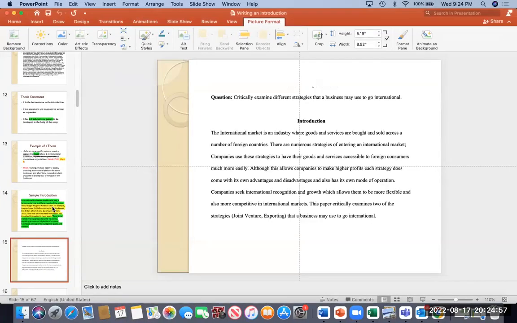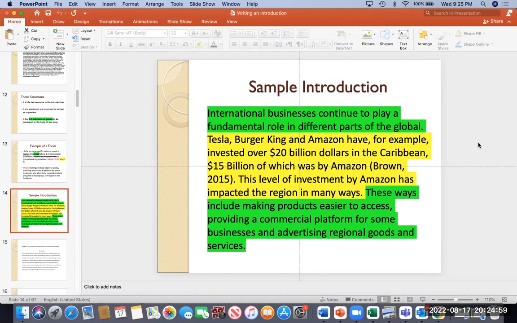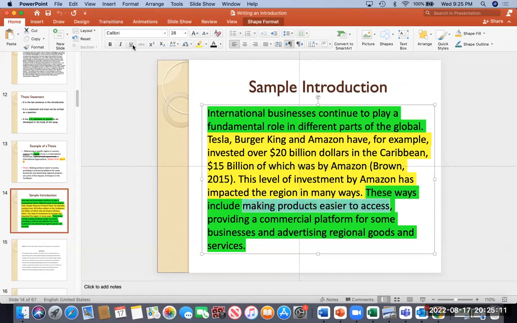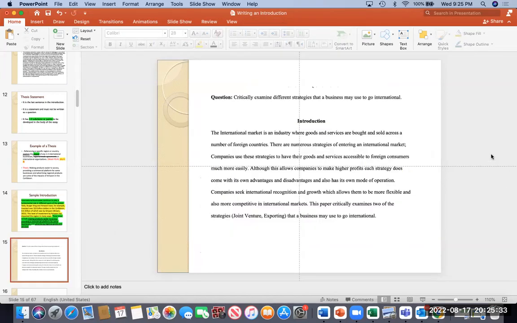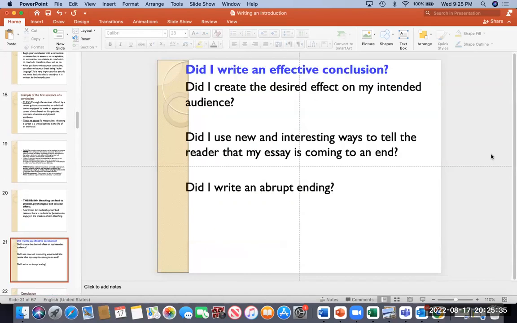The other thing that you want to do after you have written your introduction is to develop the body of the essay. And how you do that is all the parts, the claims that are in your essay, so including making products easier to access, providing a commercial platform for some businesses, and advertising regional goods and services. That's actually what you're going to develop. So this is actually paragraph 1, paragraph 2, and paragraph 3, right? I don't want to touch the conclusion yet. Let's go to the body.